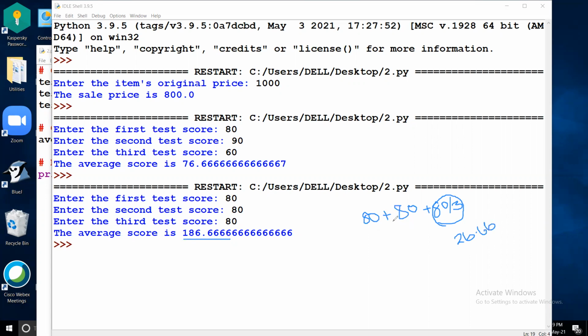And then it has two addition operations, so it performs left to right. So this is evaluated: 80 plus 80 is going to be 160. And we have this plus 26.66. The result is 186.66. So that is how it is giving wrong values. This is actually wrong. The average of three 80s should be 80, but it is giving 186.